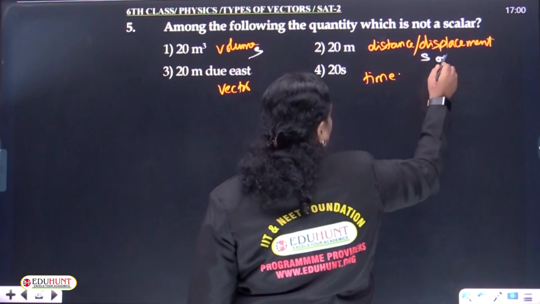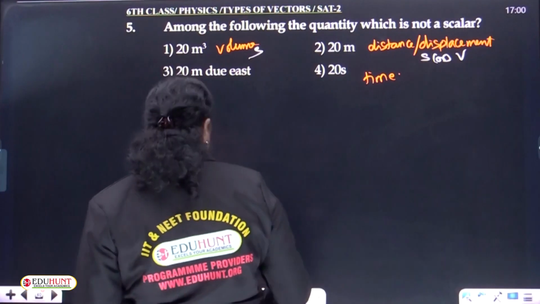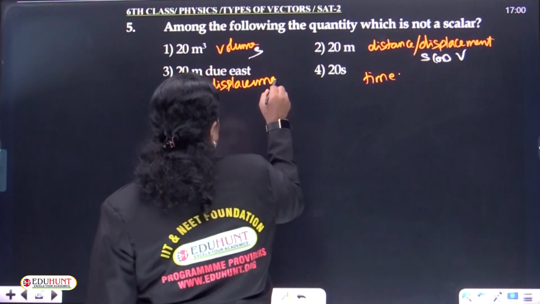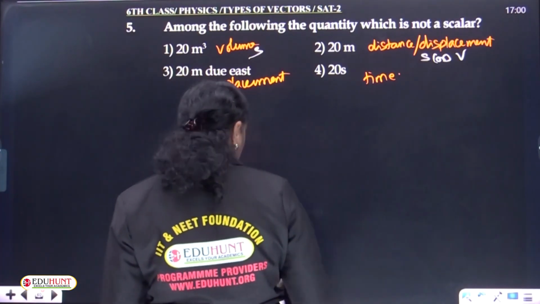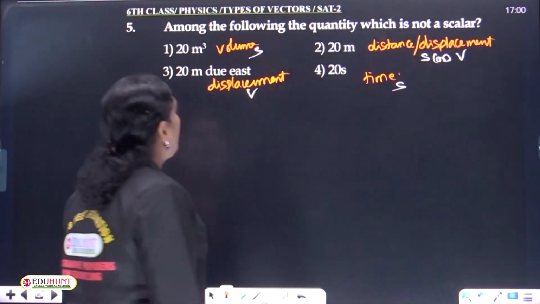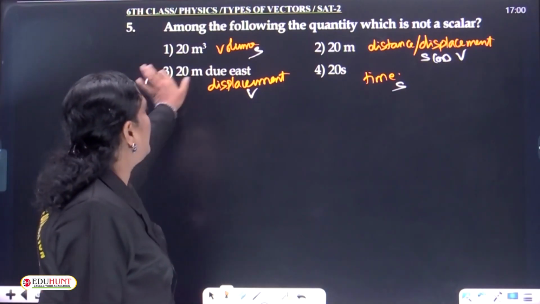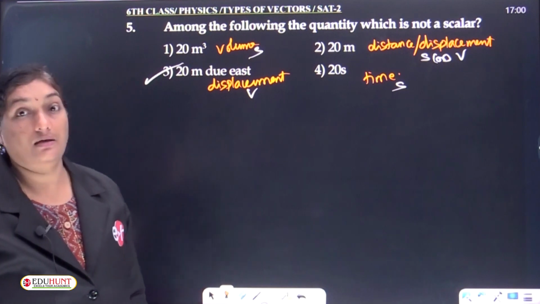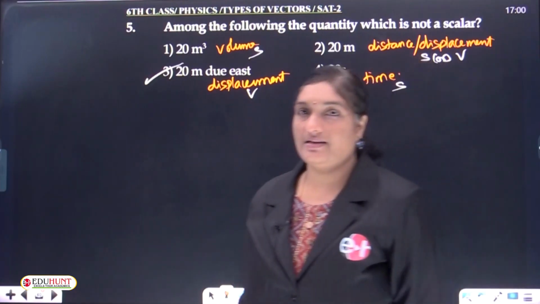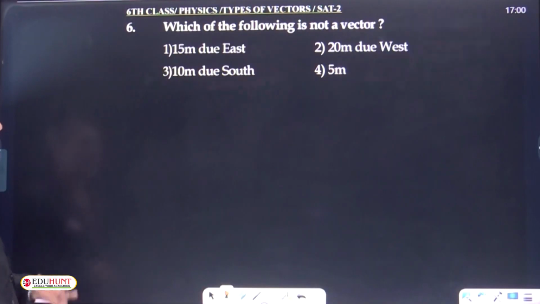Here it can be scalar or vector. This is a vector and here it is a scalar. So, among the following, the quantity which is not a scalar is very clearly 20 meter due north east, it is not at all a scalar. This can either be scalar or a vector. So, confidently which is not a scalar? 20 meter due east is not a scalar.